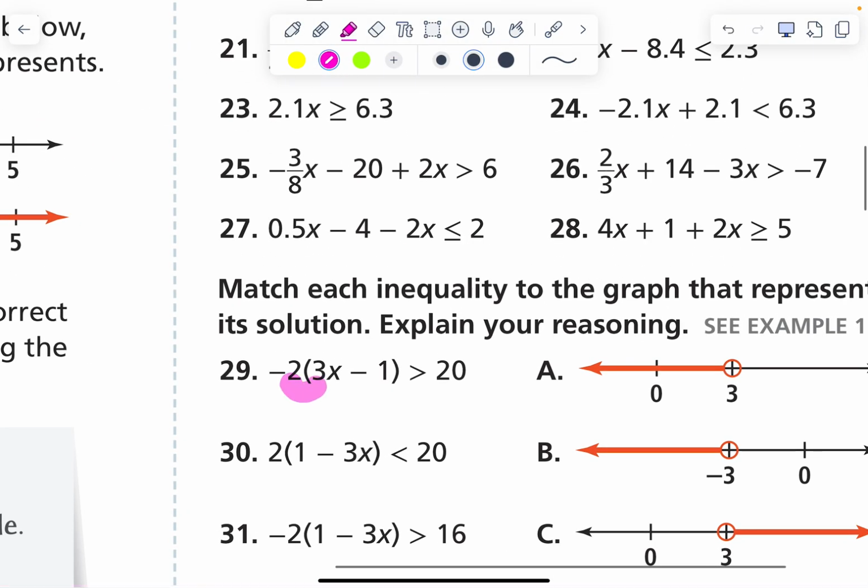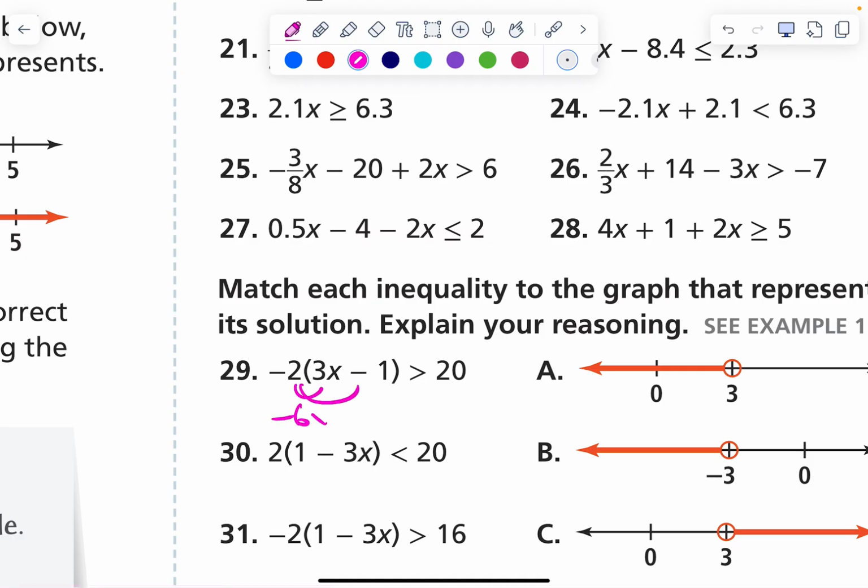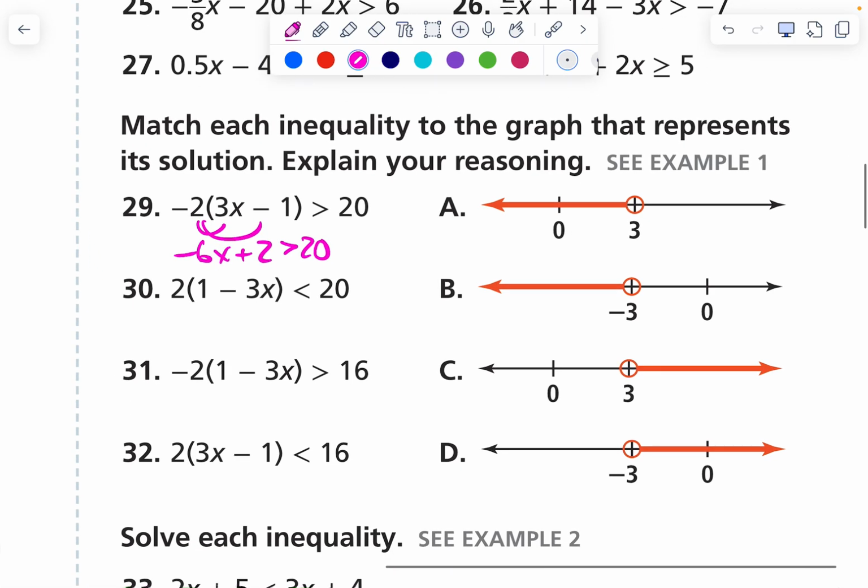So distribute, let's not use the highlighter. We'll get negative 6x plus 2. Okay, now what? We're just solving an inequality. What do we do next? Yeah, Jeremiah. Add 2 or subtract 2. Yeah, you got it.